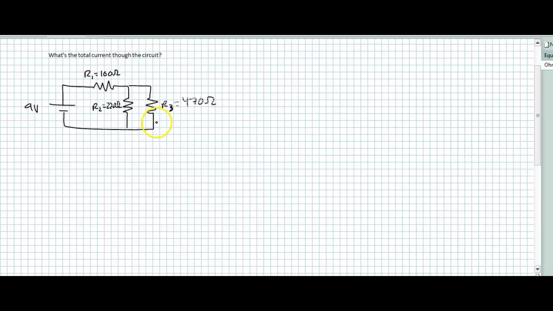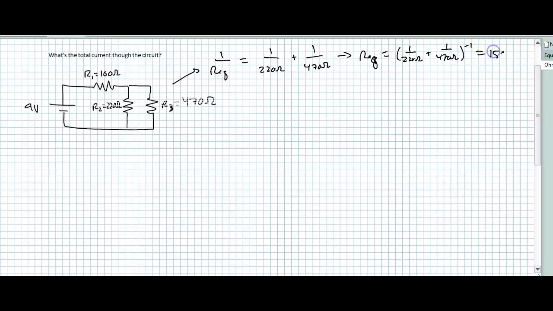So, find the equivalent resistance. We don't have a simple series or parallel, but R2 and R3 are in parallel. So 1 over REQ for R2 and R3 we can get pretty easily. Which means that REQ, if I take the inverse of both sides, is 1 over 220 ohms plus 1 over 470 ohms, inverse. That's right about 150 ohms.